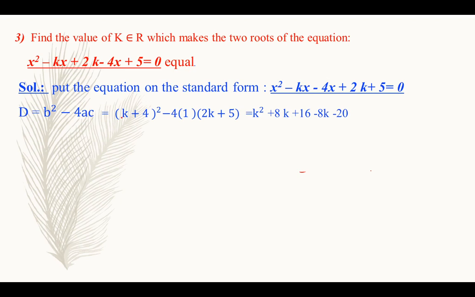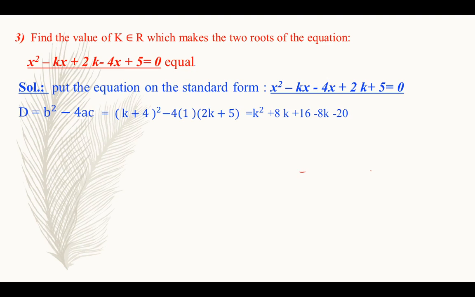Here k² will be equal to k². 4² equals 16. First times second times 2 equals 8k. Negative 4 multiplied by 1 equals negative 4. We are going to distribute negative 4 over the two terms of the bracket. Negative 4 multiplied by 2k equals negative 8k. Negative 4 multiplied by 5 equals negative 20.